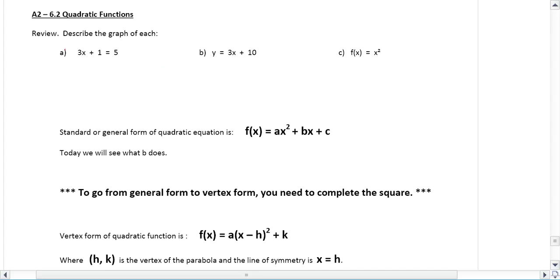Looking at the directions here, describe the graph of each. Letter A says it, and if you look comparing A and B, we notice right away that there is no y here in A. We only have an x. Therefore, the graph of this one would be a one-dimensional graph. It would just be a dot at that location on a number line.